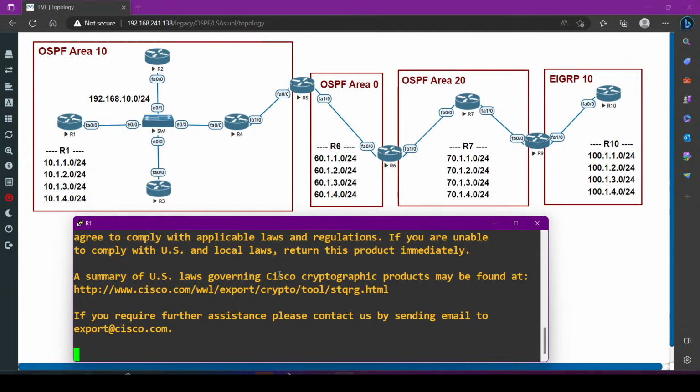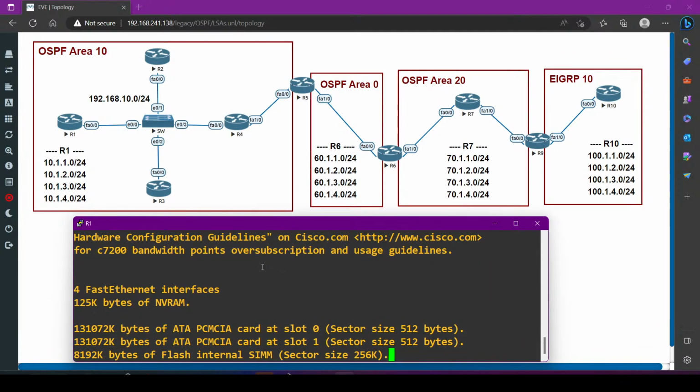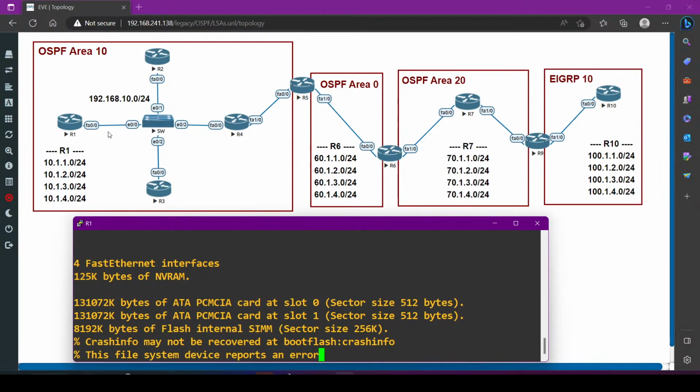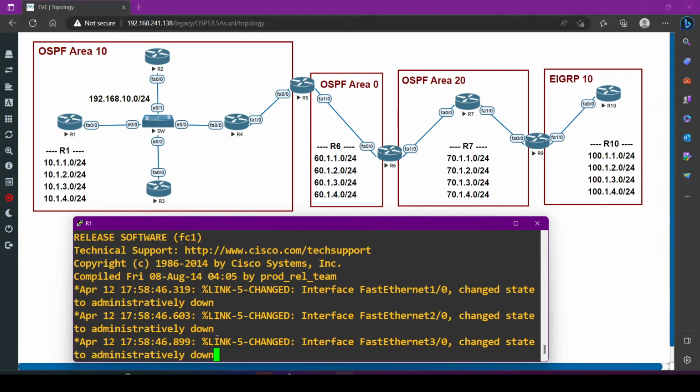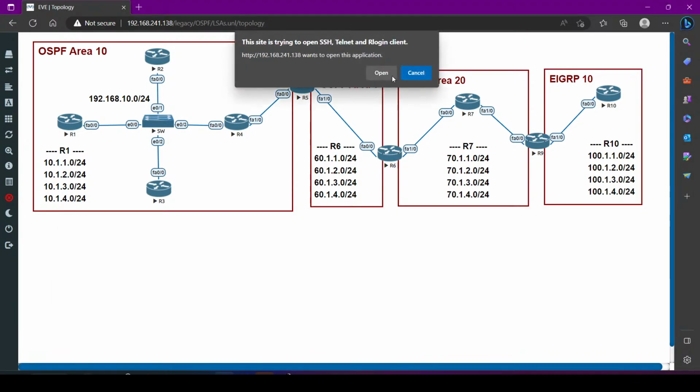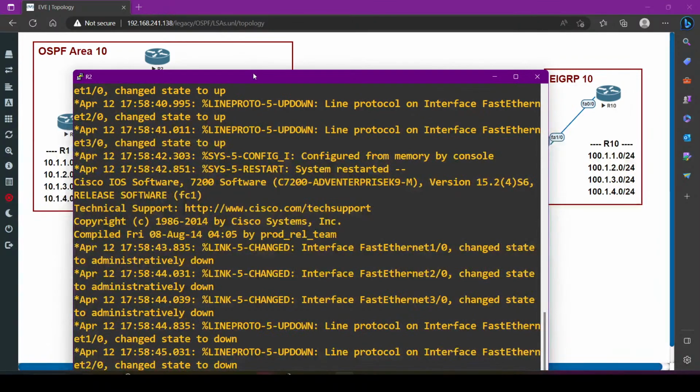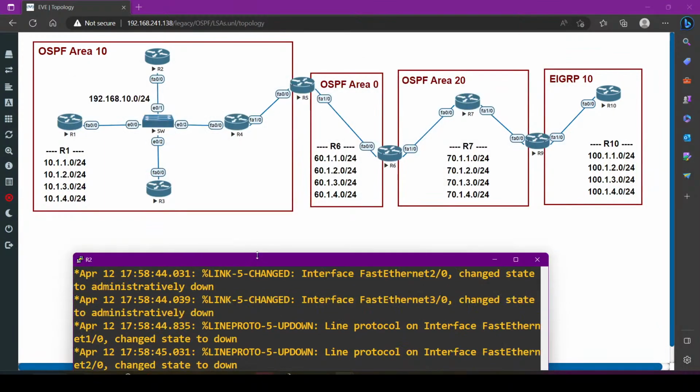Yes or no? Yes. So I have router 1 here. I have router 2, router 3, router 4 and router 5. These routers are in OSPF area 10. Yes or no? Yes, sir. Okay. So which router will become DR here?